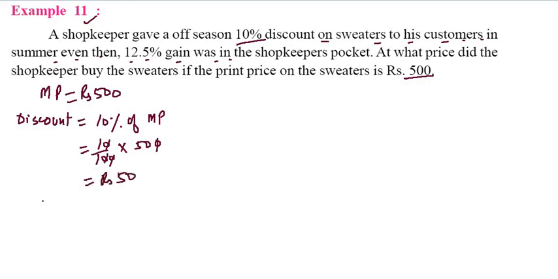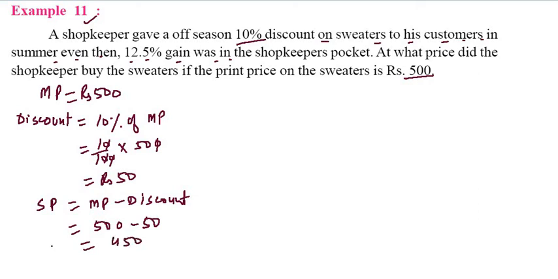Now you can find the selling price. SP. Selling price is mark price minus discount. Mark price is given as 500 and discount is 50. So that one is 450. So selling price is 450 rupees. So you have to write rupees.